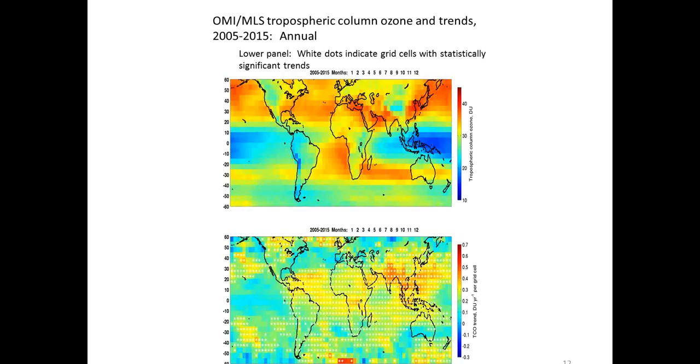Now, if you look down at the bottom plot there, for every 5x5 degree grid cell, I've calculated the trend.